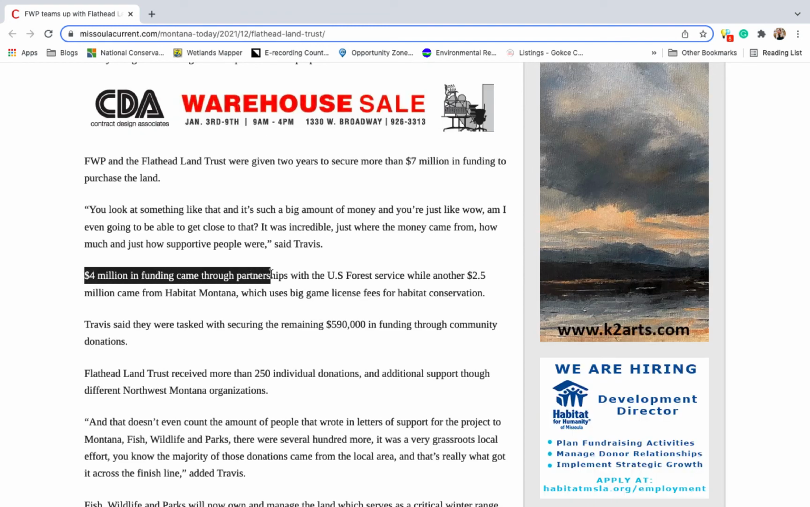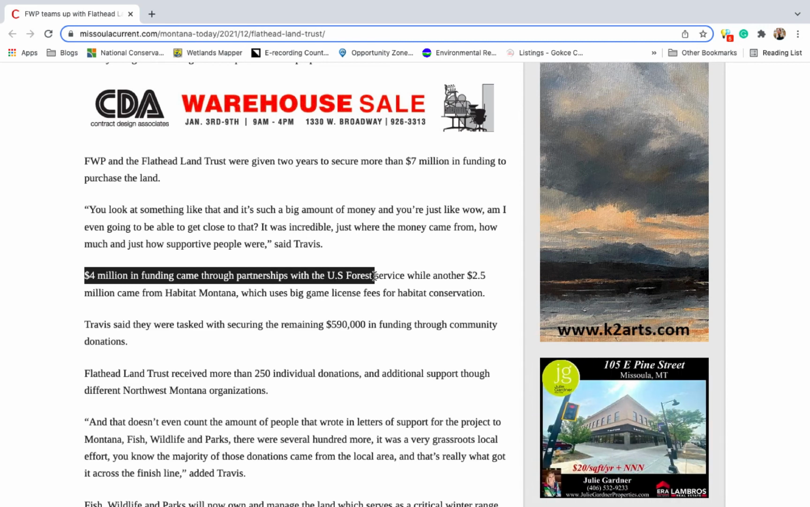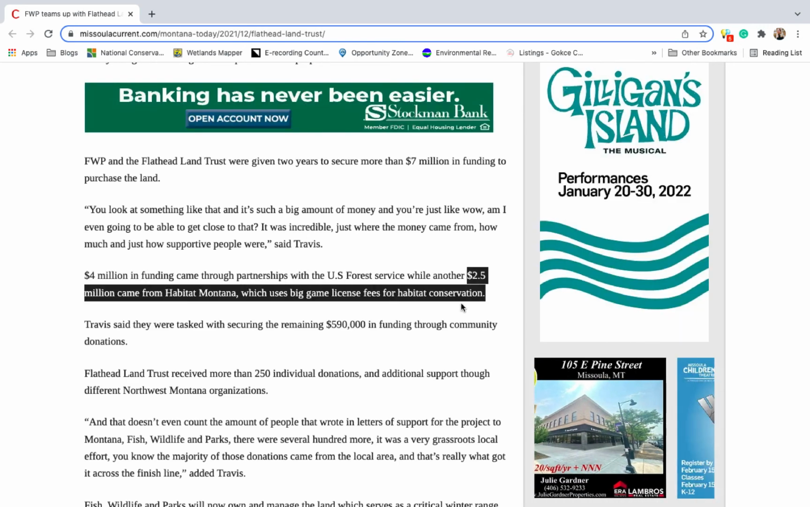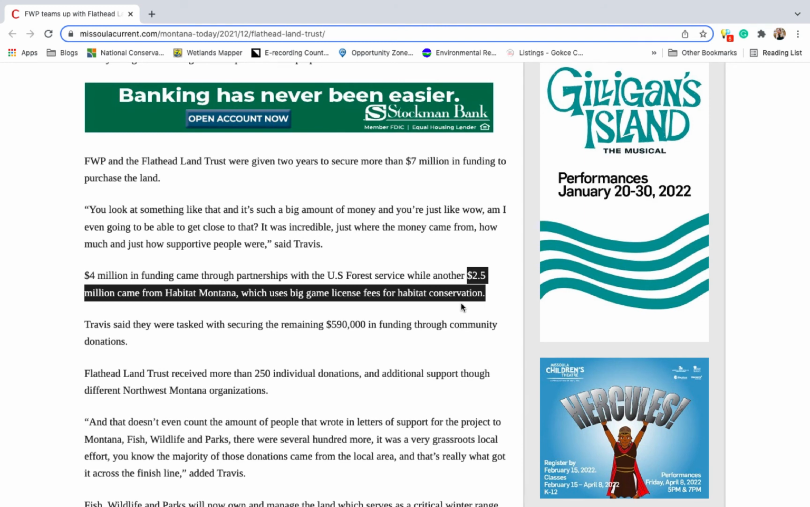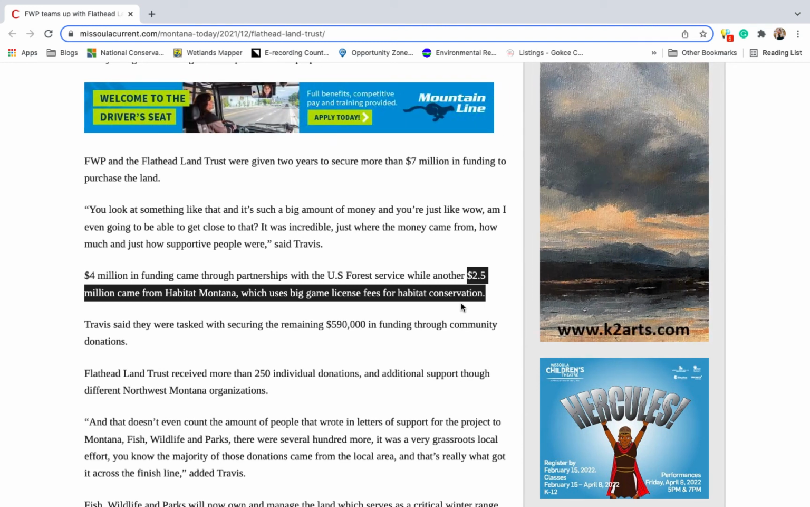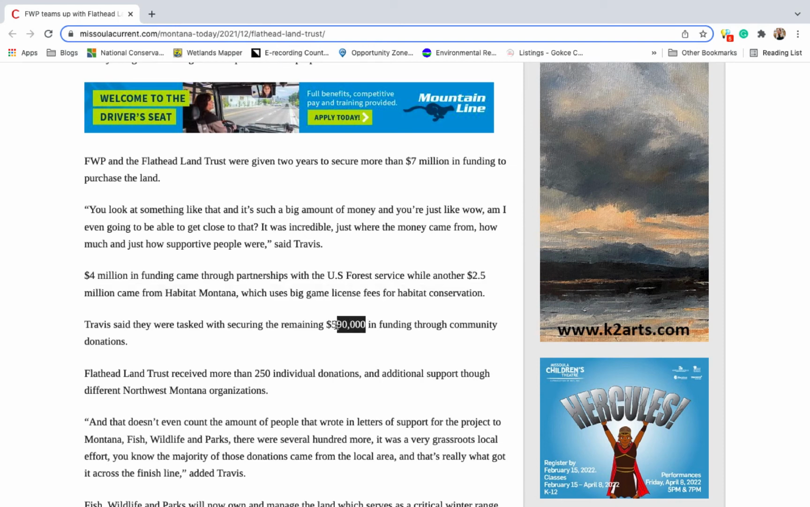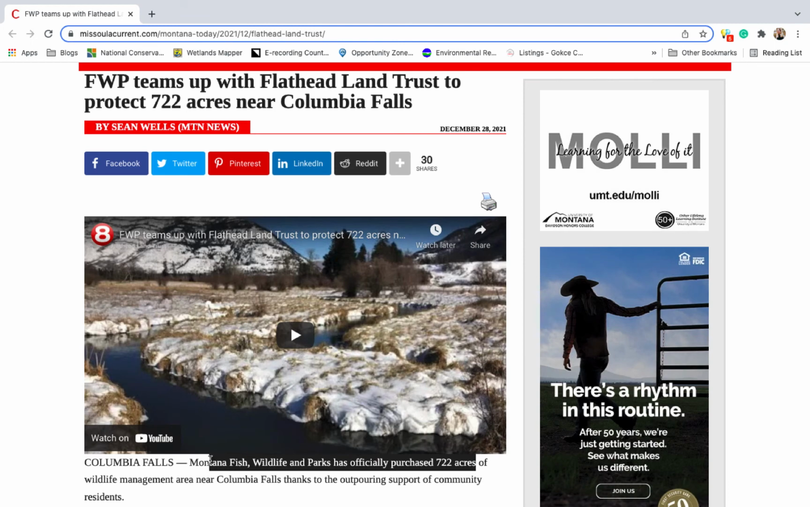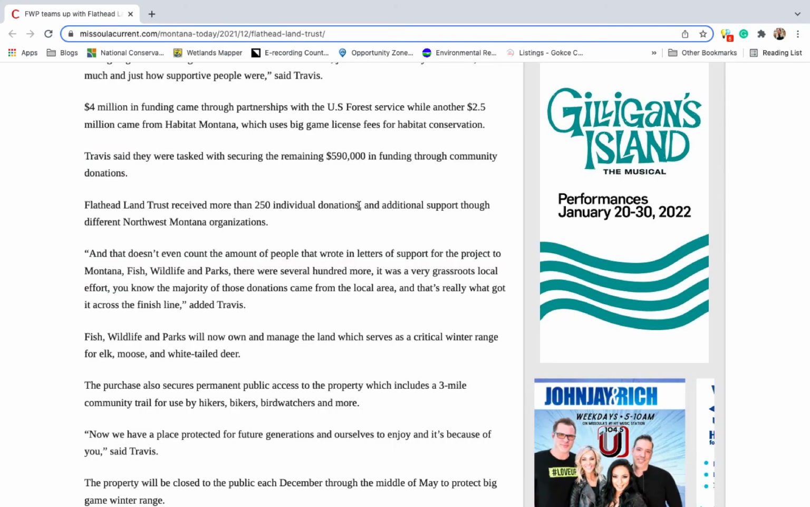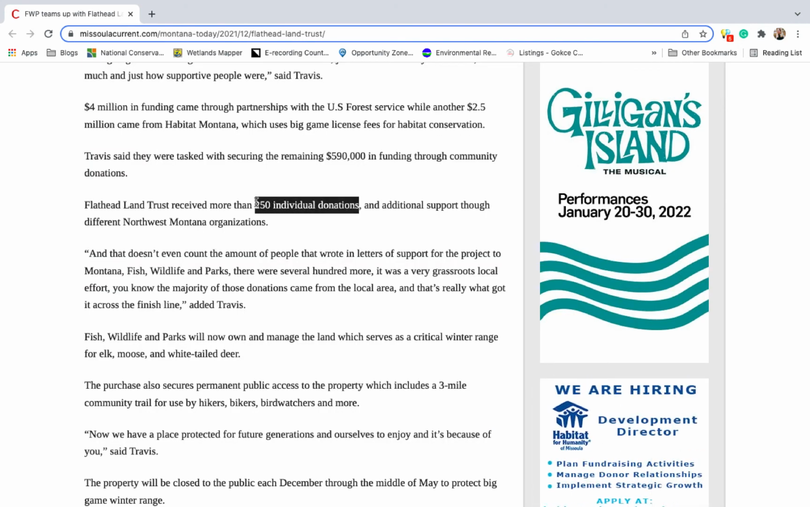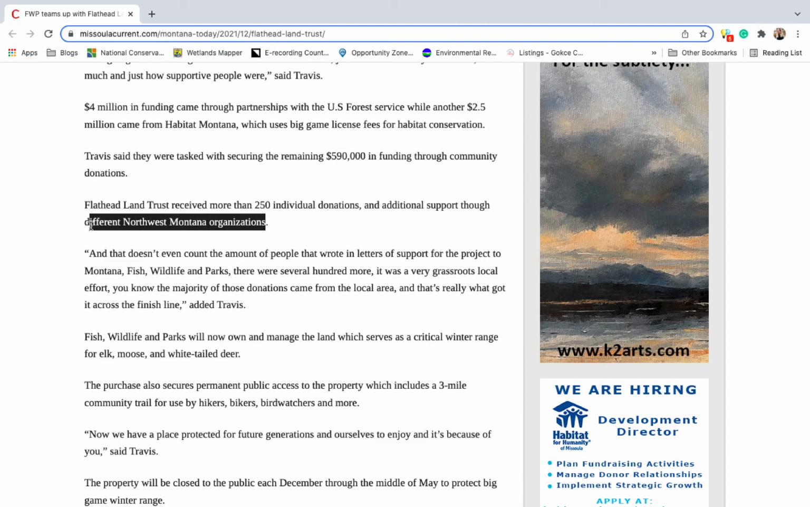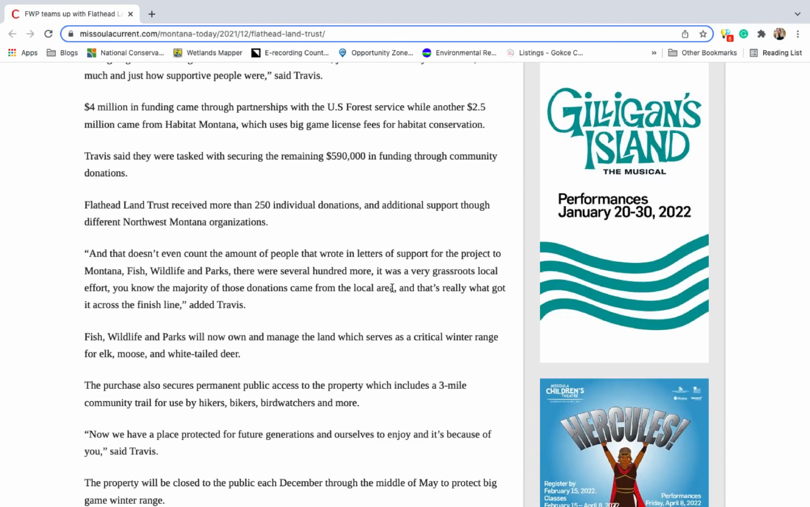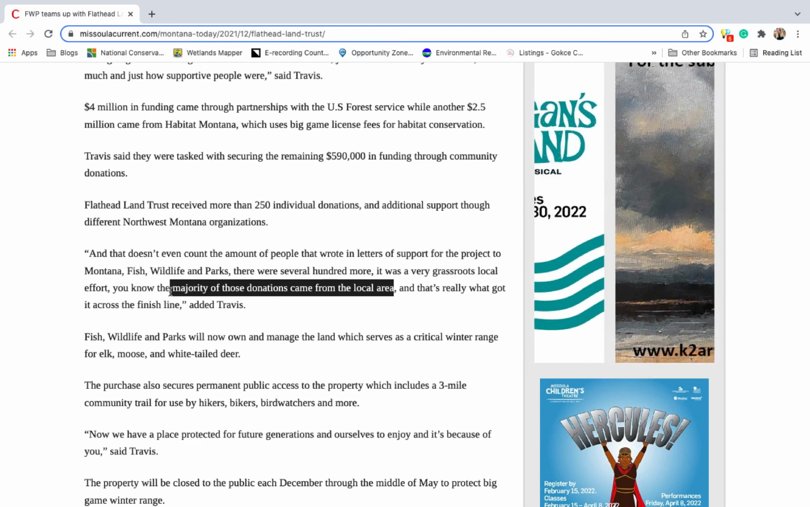Well, the group was able to solicit $4 million in funding from the U.S. Forest Service, as well as another $2.5 million from Habitat Montana, a nonprofit that uses big game license fees to fund habitat conservation. But that still left a gap of almost $600,000, which fell on the Flathead Land Trust to fill. Did they make it? Yes. By the expiration date of the option contract, the Flathead Land Trust filled the gap through donations that came from 250 individuals as well as several local organizations. The best part? The majority of these donations came from local residents.